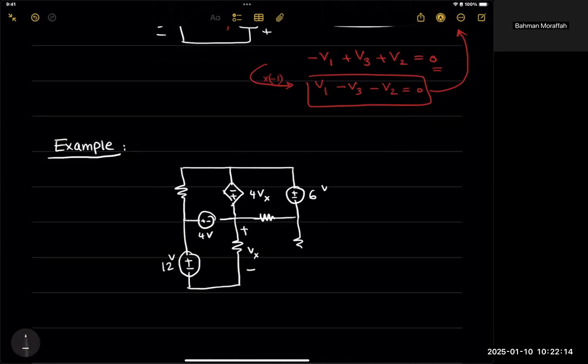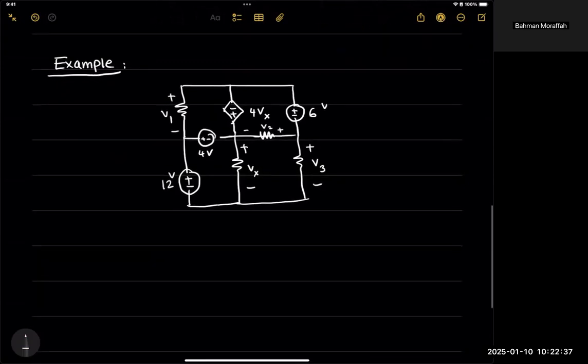I have another element here where the voltage across it, let's call it V3. The voltage across this one over here is V2, and here is V1. Again, all these polarities that I gave you are given in the problem. So the question is asking us what is V1, what is V2, and what is V3.